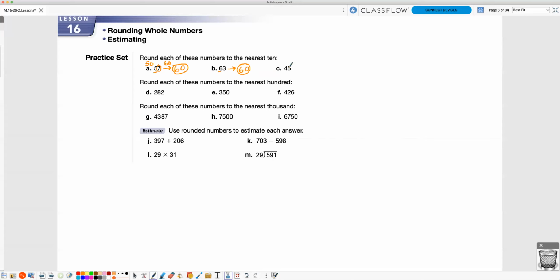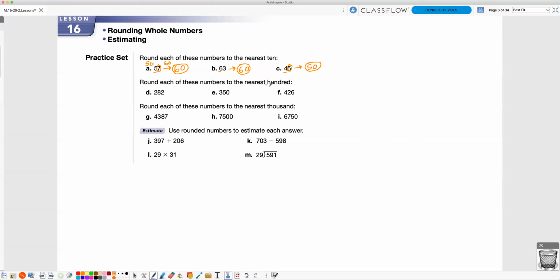How about letter C? 45 should have been changed to a 50. The nearest 10, I understand they're both 5 away from it, but anytime you've got 5 as the digit following the place value you want to round to, we're rounding to the nearest 10, we need to add 1 to the tens place in this case. The answer would be 50. All right, do letter D.